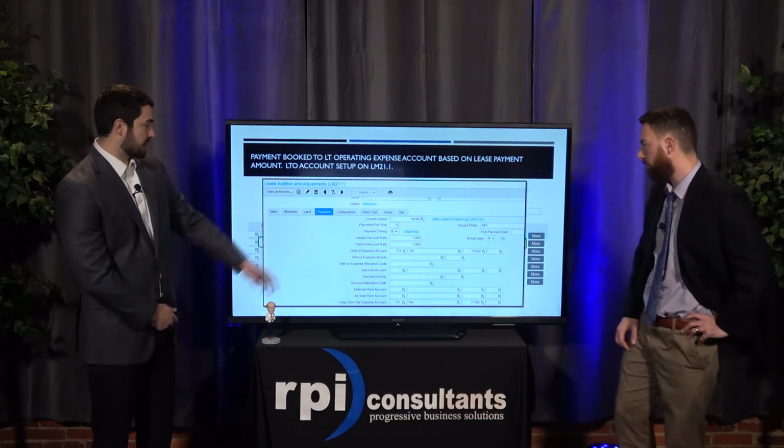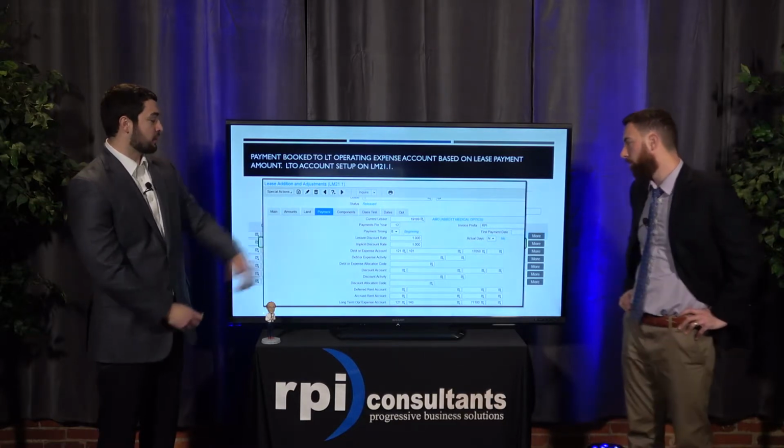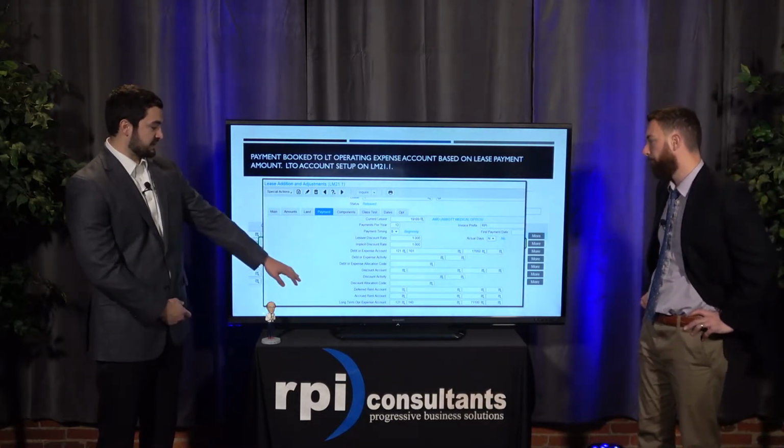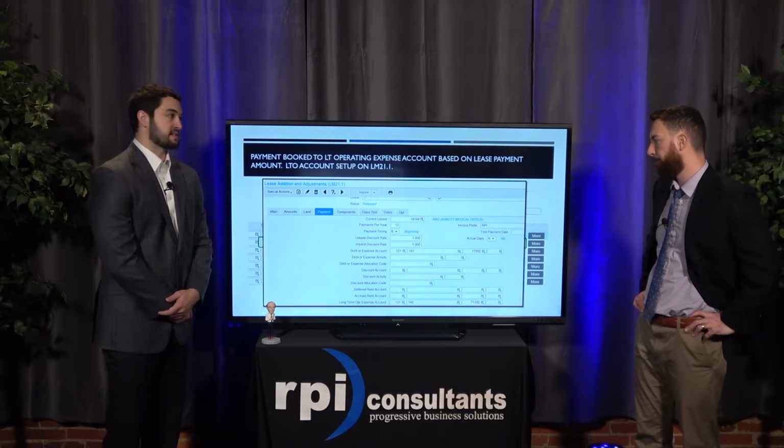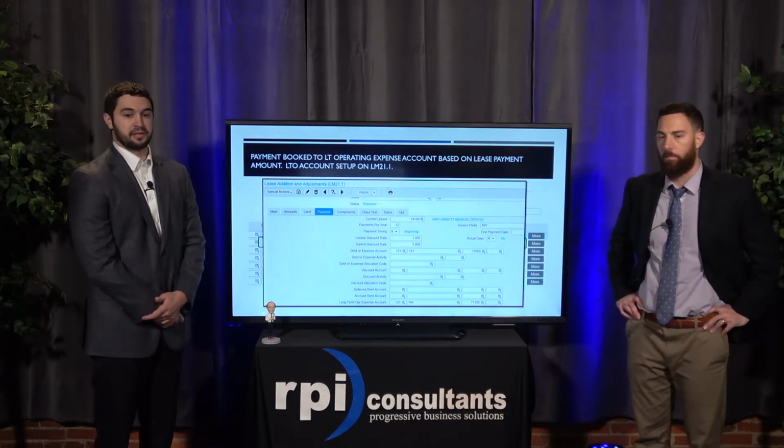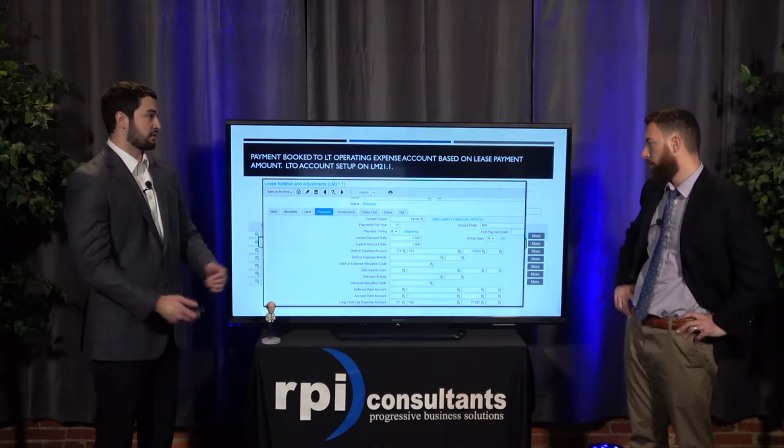Yeah, so for this, we have the debt or expense account. This is going to hold the lease liability, and the long-term operating expense will have our lease expense. On the asset type, it's going to hold our asset account and the accumulated depreciation account. So that's where it's pulling all of this from.